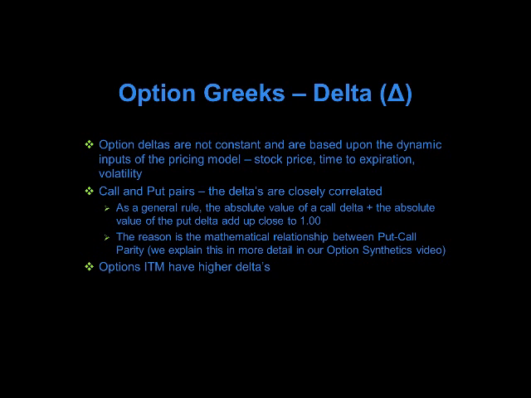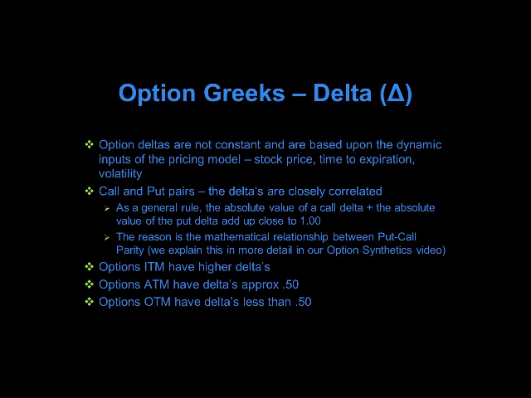And options that are in the money have higher deltas. That's another rule of thumb that I think most of you folks here already know. At the money options have approximately a 50 delta. And out of the money, obviously, is less than 50.